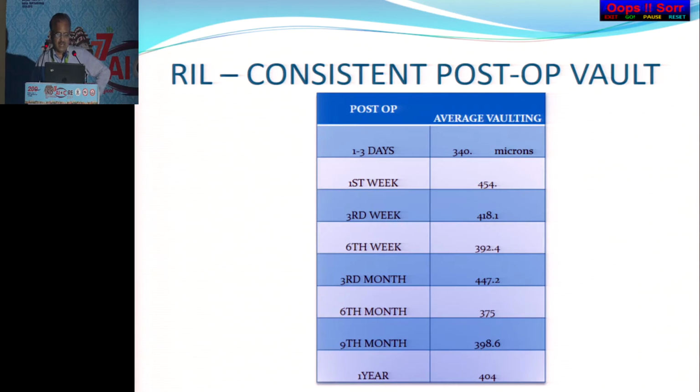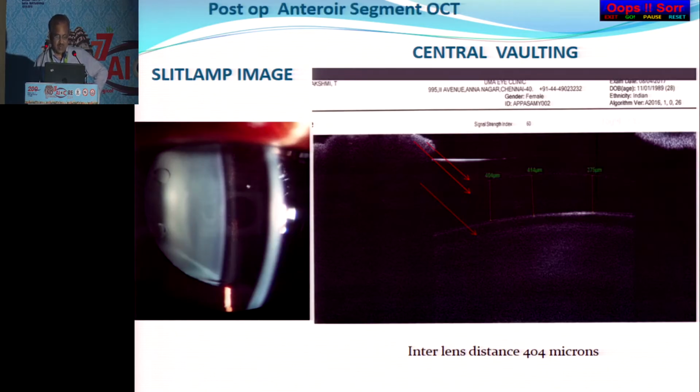So ICL consists of post-operative vaulting. In the first 3 days, there was 340 microns, and at the end of 1 year, you have 404. So in the central vaulting, if we have anterior segment OCT, we can see the interlens distance of 404, and if you don't have anterior segment OCT, you can use a slit lamp. A simple examination will show you that there is a distance between the lens.